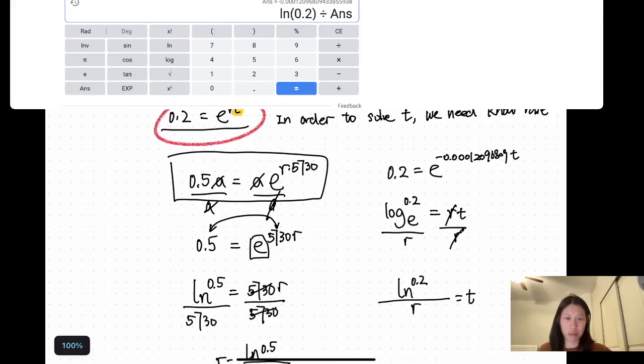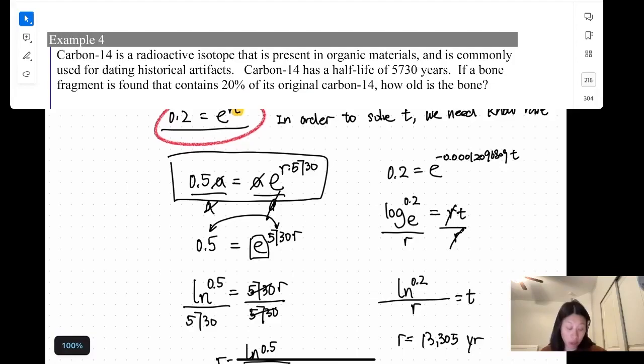Okay, let's see the time. So it takes 13,304 years, so our t equals 13,305 years. So that means the bone is dating back to what? The bone is 13,305 years old. Okay, so this is half-life. So we can use the given information, which is the half-life, to calculate the decaying rate.